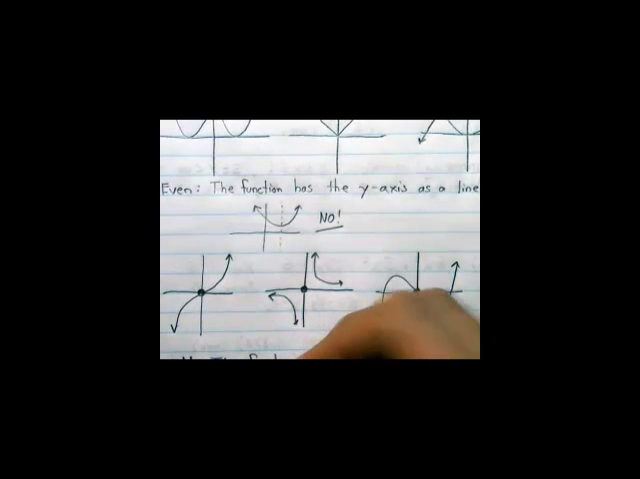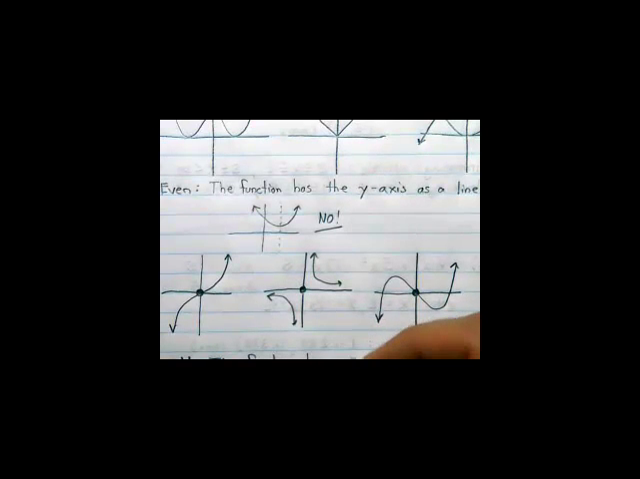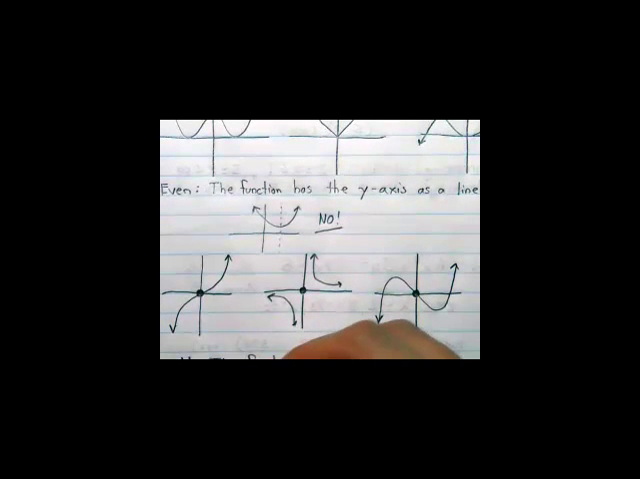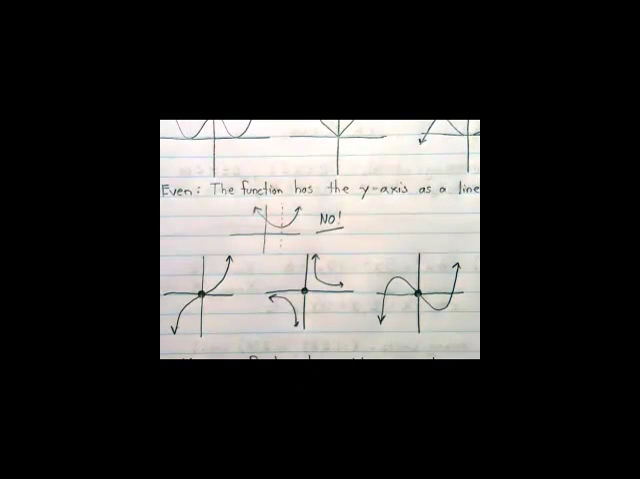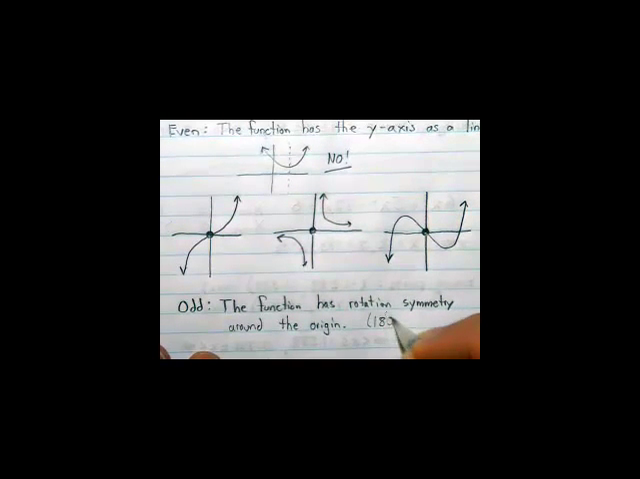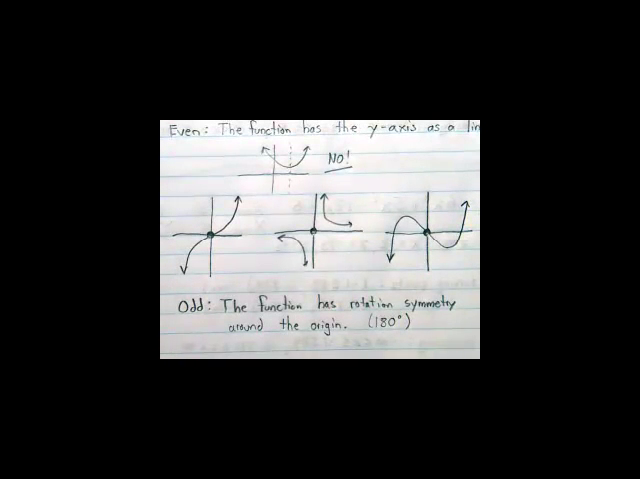Okay? So, here's what we got for odd. The function has rotation symmetry. That's how we say that. Around the origin. So think about each one of these functions like a spinner, and the center of that spinner is at the origin. If I can spin it 180 degrees and get it to look exactly the same, then it's odd.